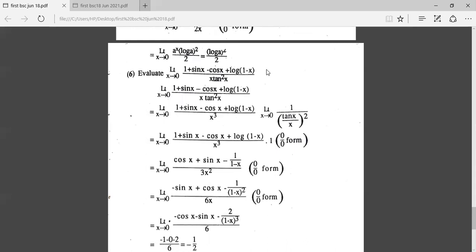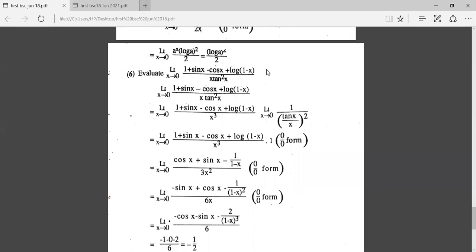First you have to check whether it is of indeterminate form or not. Put x equals 0. You will get 1 plus sin 0, which is 0, so you get 1. Cos 0 is 1, so that 1 minus 1 cancels. In the last term, you will get log 1, and log 1 is 0.